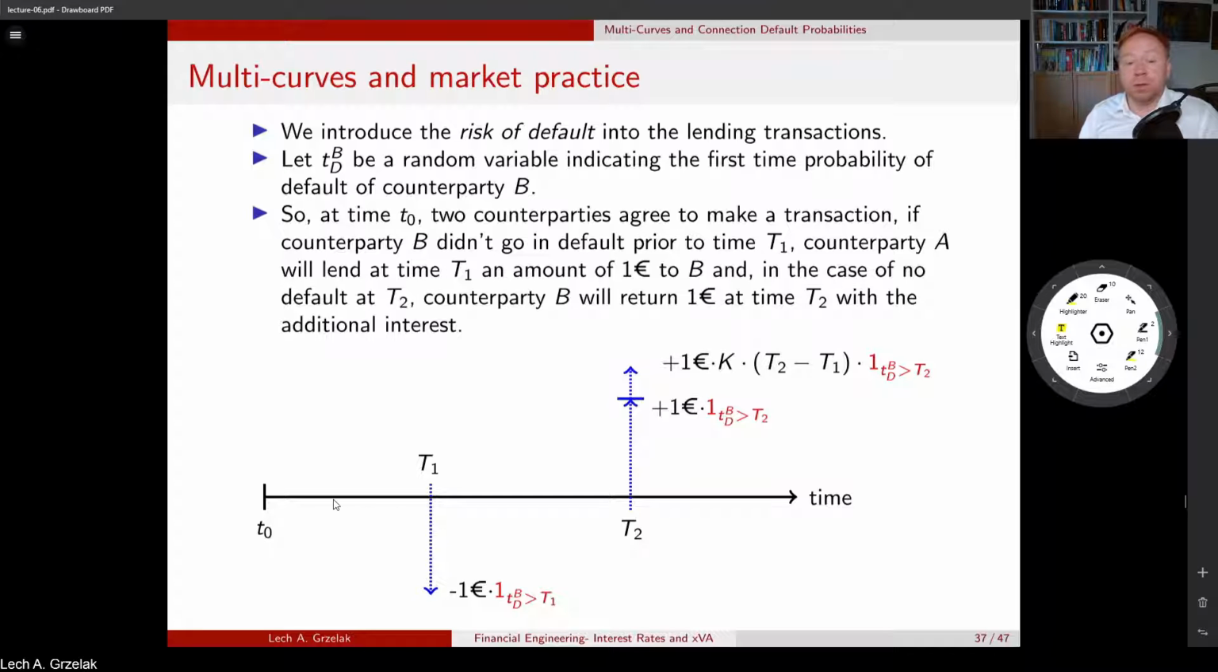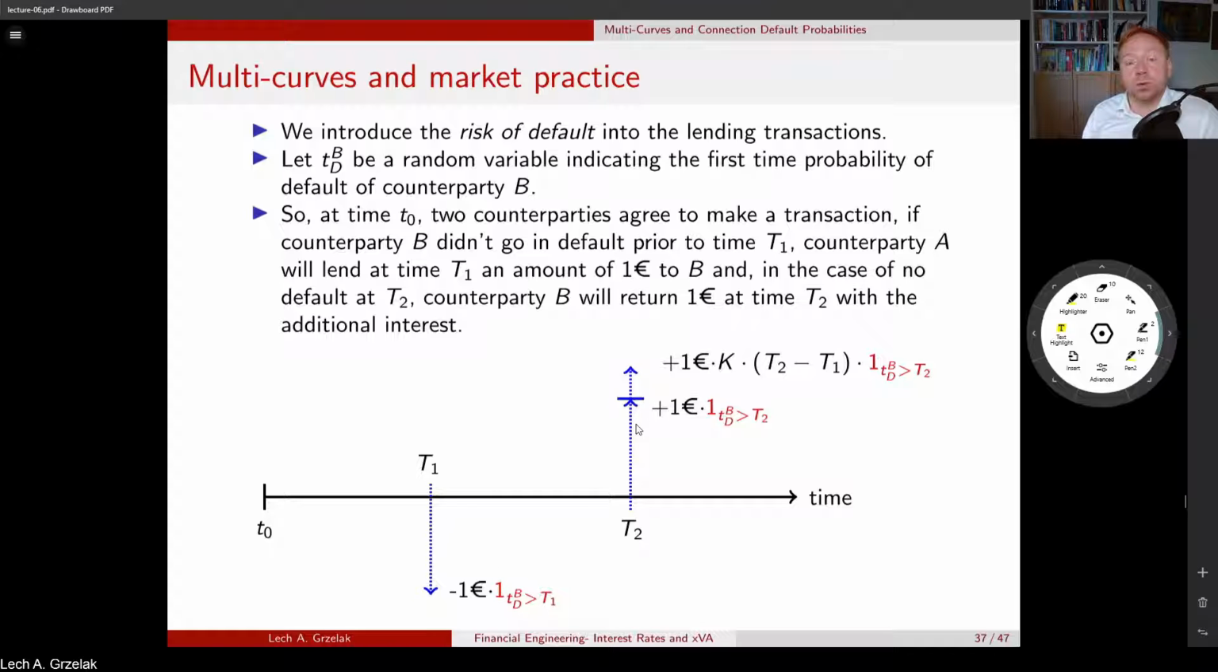So we will lend €1 to the counterparty, so we have a minus €1, but only if this counterparty does not default before time t1. Maybe it sounds silly, but this indicates that the counterparty should still exist at time t1. Of course, if this counterparty doesn't exist, we would not even make this first transfer. So this is basically the way we say we only give you money if you still exist.